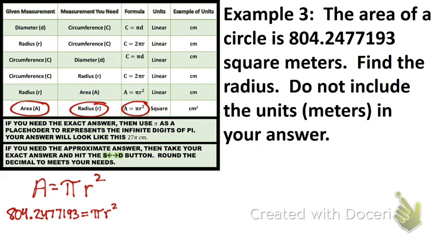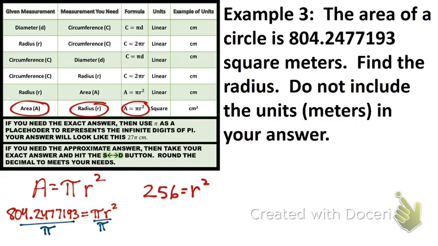So again, we want to get the r by itself. My first step is I'm going to divide both sides of the equation by pi. And again, we're lucky because we can just use pi as a placeholder. We don't have to worry about all the digits of pi right now. And so when I divide 804.2477193 by pi, the answer that I get is r squared equals 256. So I'm one step closer to getting the r by itself.